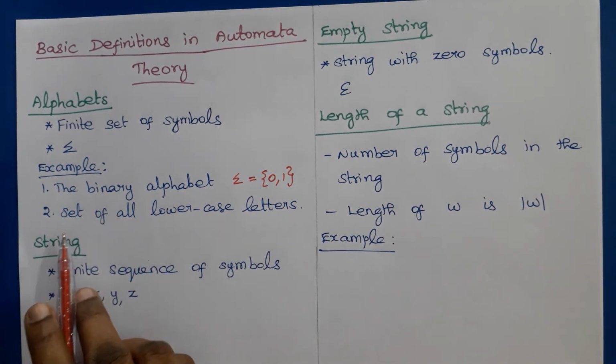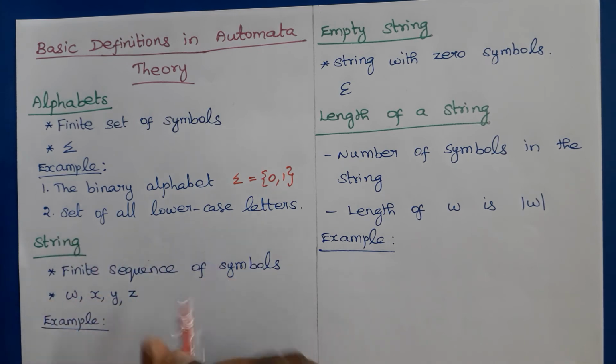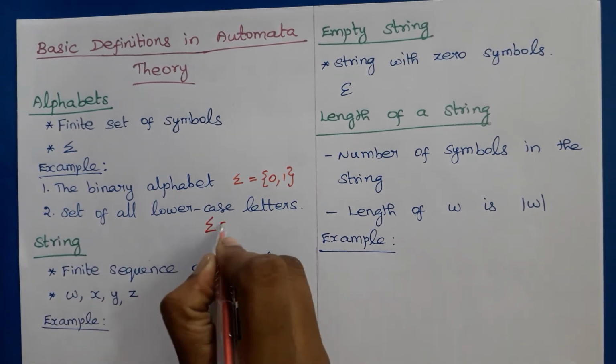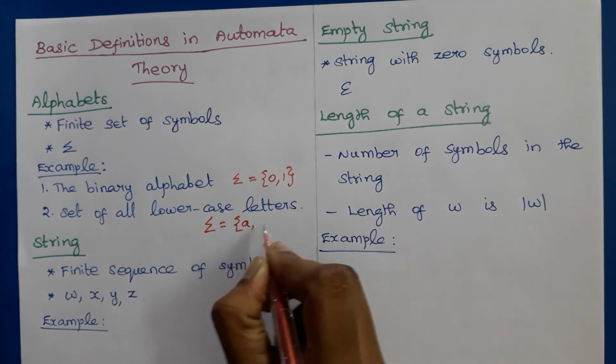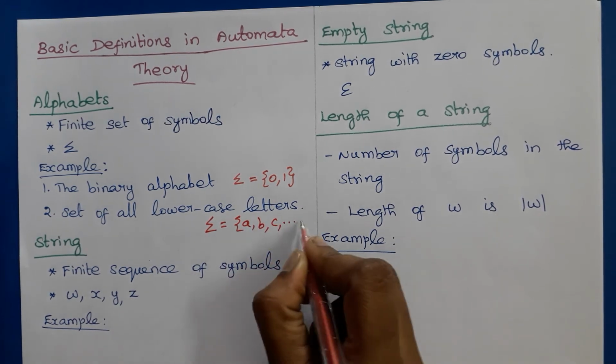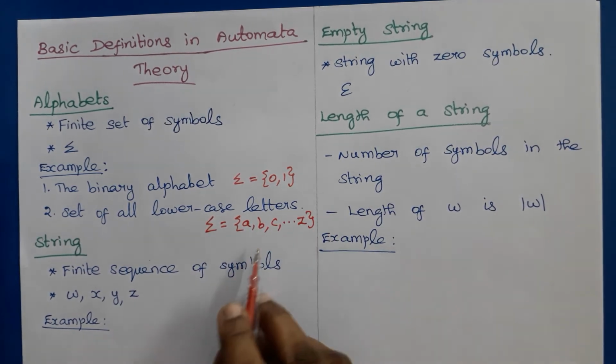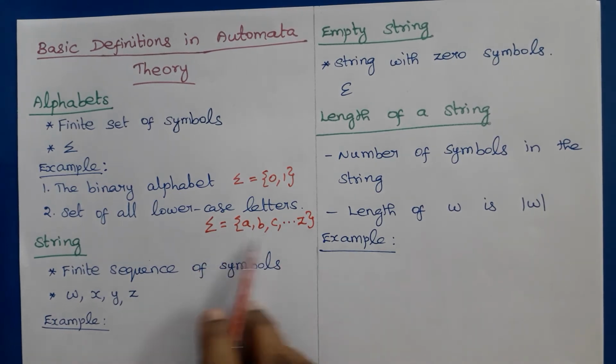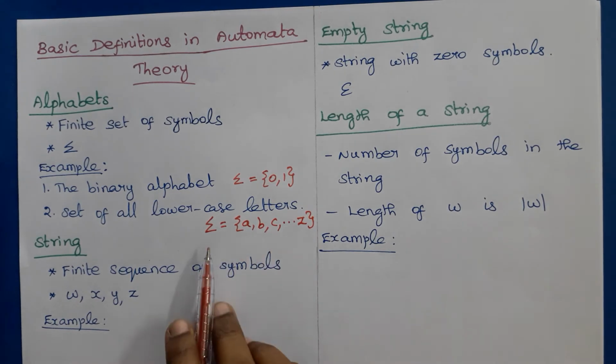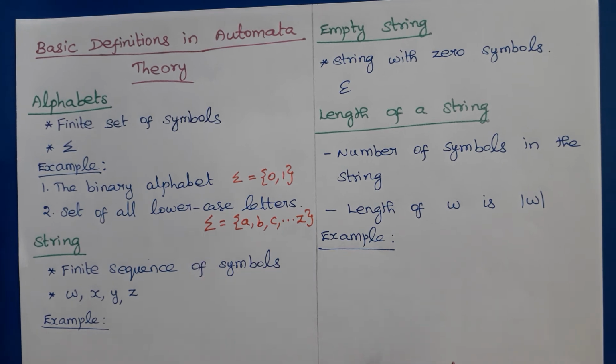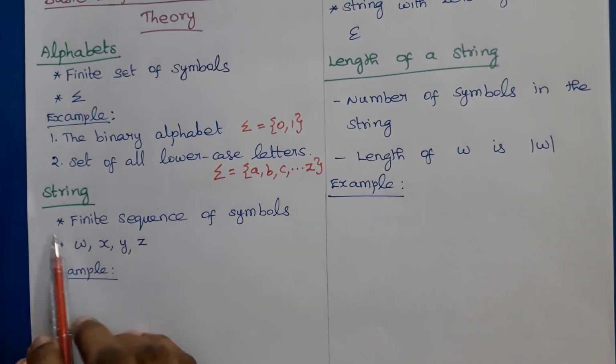And the second one is the set of all lowercase letters. So this can be written as sigma equals {a, b, c, up to z}. So all the lowercase letters. So this is also an alphabet. Similarly, we can write the set of all uppercase letters, the set of all digits, etc.